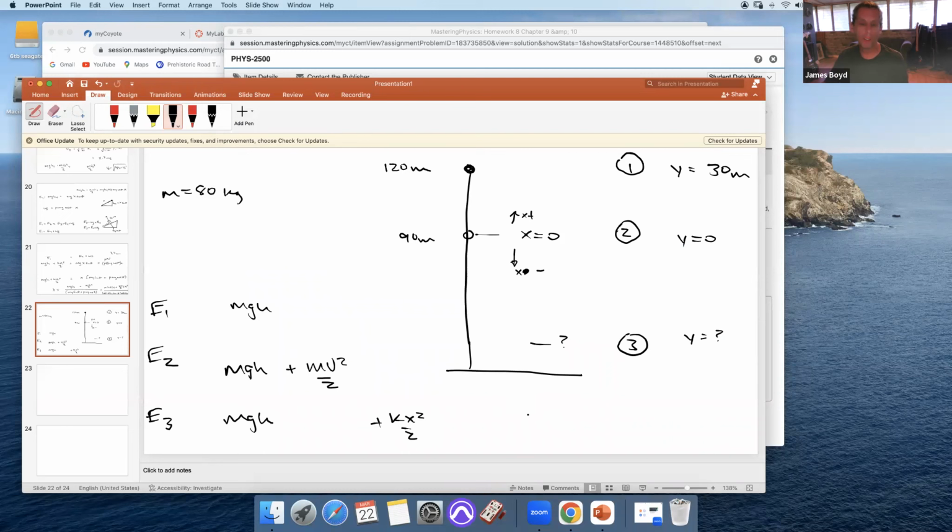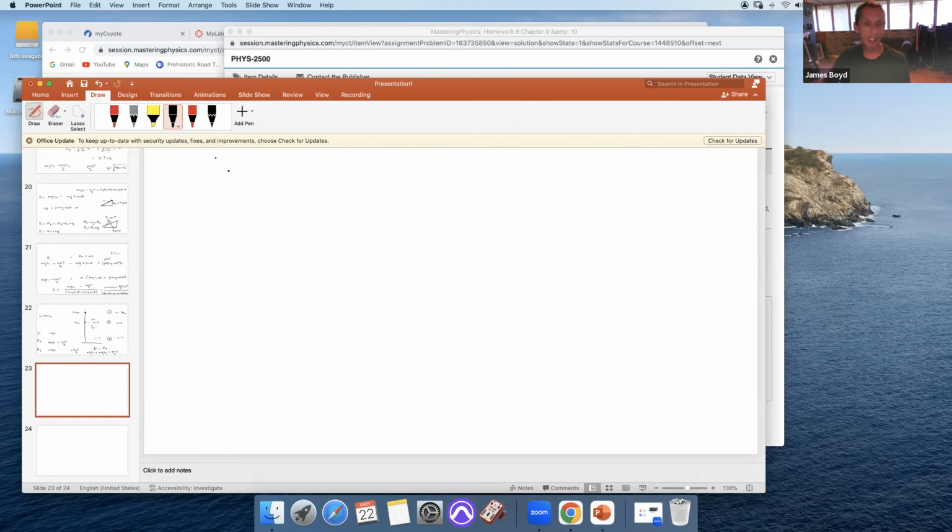So we can set E1 equal to E3. And what we get is mgh1 is equal to mgh3 plus kx3 squared over 2. But x3 is h3. Let x3 equal h3 here. All right, so what we get is mgh1 is equal to mgx plus kx squared over 2. And we need to solve for x. h1 is 30 meters.